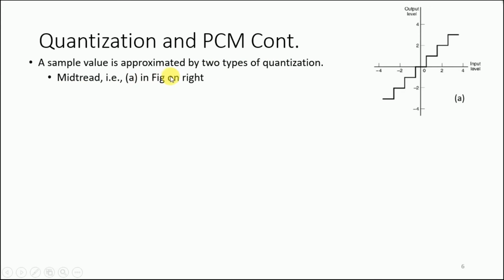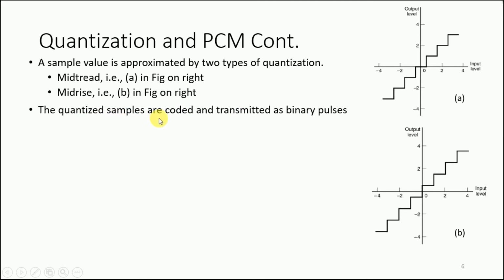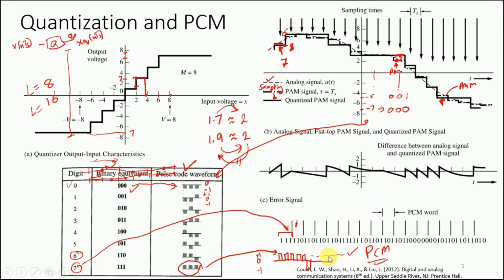So let us look further into quantization and PCM. A sample value is approximated by two types of quantizations. The first one is mid-tread, that is, in the mid value over here, you're not giving it a rise. It is just going to continue, and after that it gets a rise. And then we also have mid-rise, in which at the mid value 0 we're giving it a rise, right? So the quantized samples are coded and transmitted as binary pulses, as expressed over here: +1 -1 +1 -1.